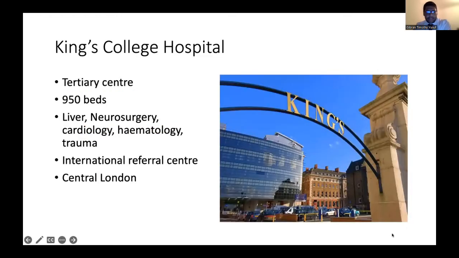Many of you will know King's College Hospital. As Adrian mentioned, it was my radiological home growing up, and indeed my medical school home growing up. It's a tertiary centre, large, just shy of 1,000 beds, with a number of very specialist areas: liver transplant, as well as neurosurgery, cardiology, haematology, trauma, and it's an international referral centre close to central London. It's also got probably one of the worst car parking you can imagine.